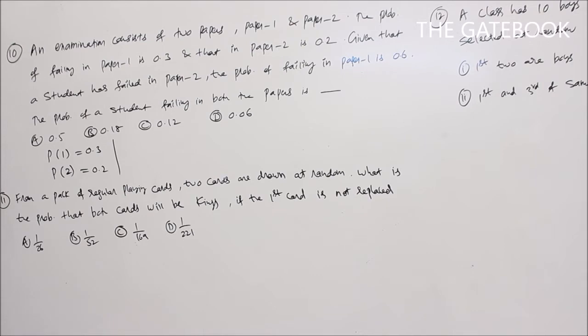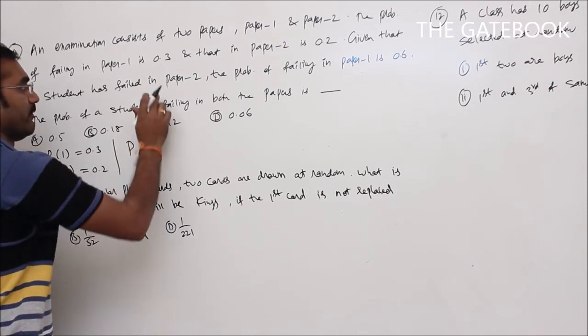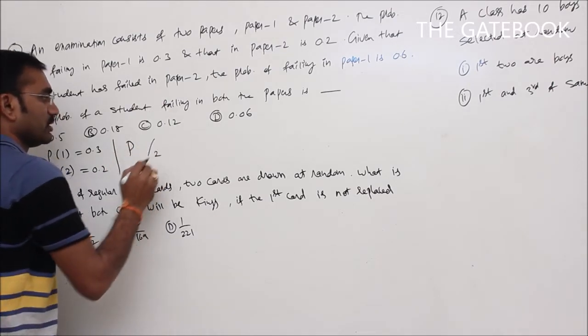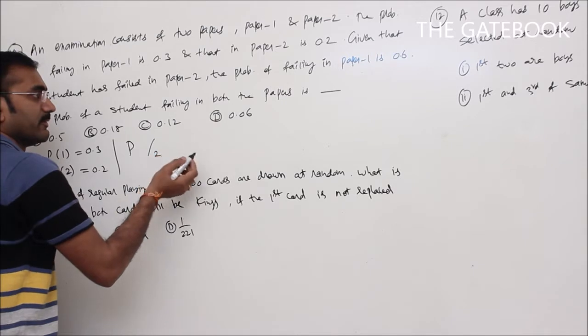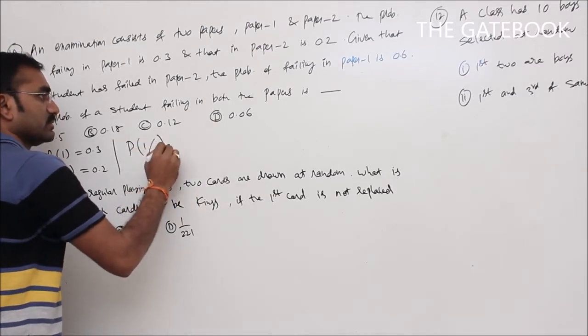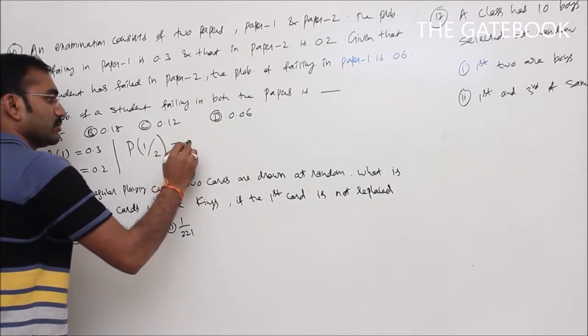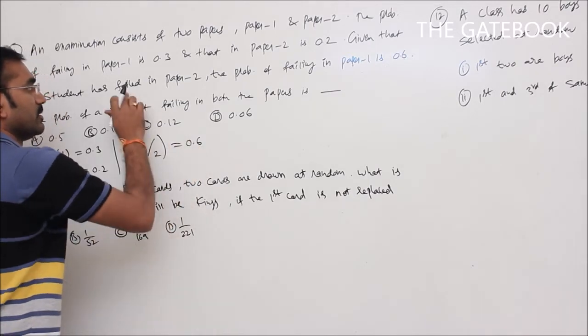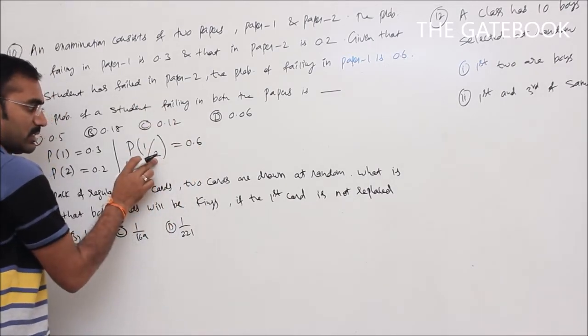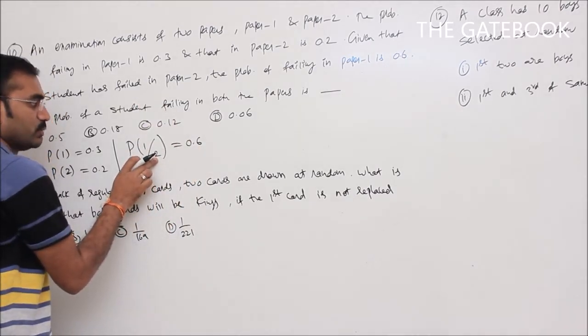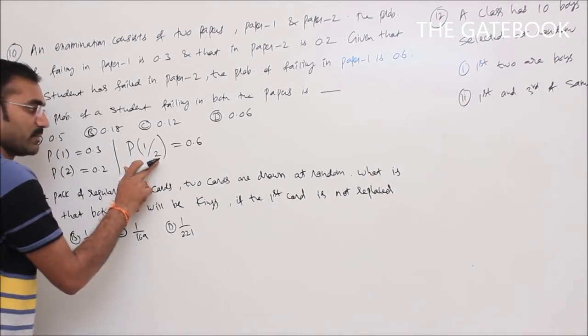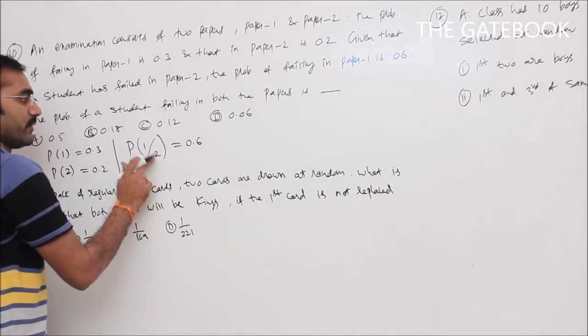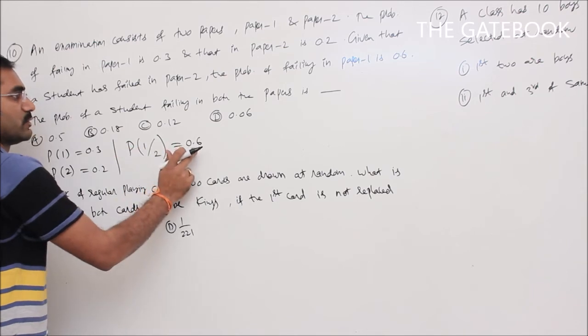Given that a student has failed in paper 2, the probability of failing in paper 1. See here, failed in paper 2, write 2 in the denominator. Failing in paper 1, there is a conditional probability given, that is 0.6. Failed in paper 2, so here event 2 is happening first. Failing in paper 2 is happening first. Failing in paper 1 is given as 0.6.